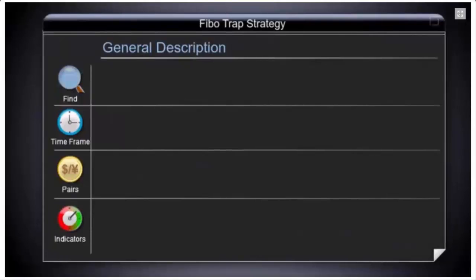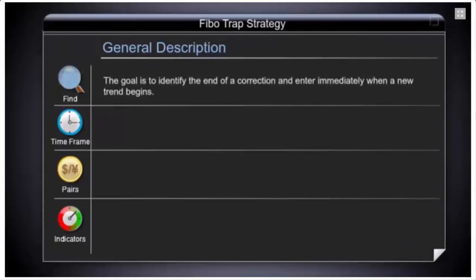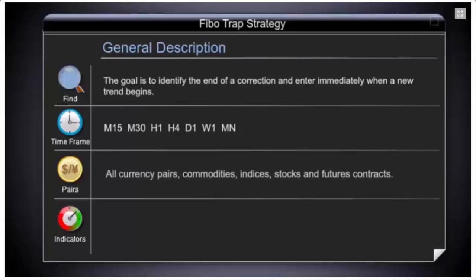The Fibo Trap Strategy is a reverse strategy whose goal is to identify the end of a correction and enter immediately when a new trend begins. This strategy is suited for time frames of 15 minutes and up, where the bigger the time frame, the higher the level of precision. This strategy is suitable for all currency pairs, commodities, indexes, stocks, and futures contracts.